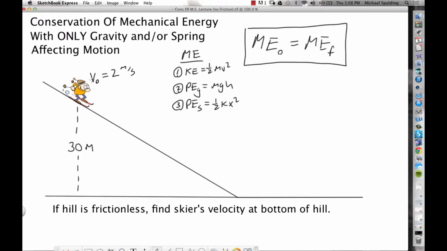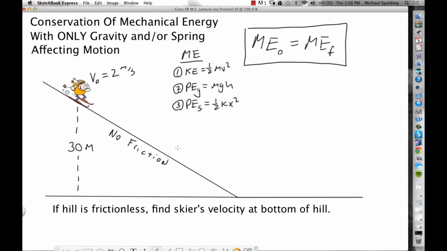Okay, so here's the situation. We have a skier. That's why we watched the video of Tommy skiing. We have a skier going down the hill, starting with a velocity of 2 meters per second. For this example, we're going to say that the hill has no friction. Because if friction were present, would that affect the motion? Yeah. And is friction a force other than gravity or spring? Yep. So we've got to talk about that in a minute. For now, we're going to say no friction.